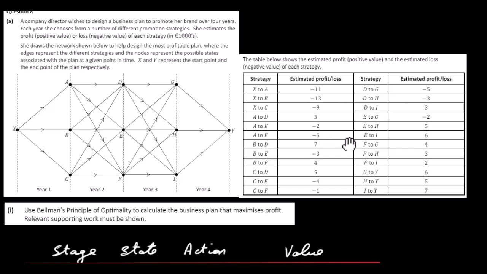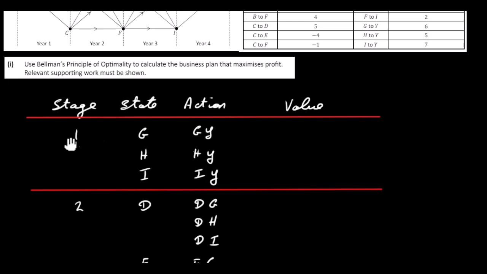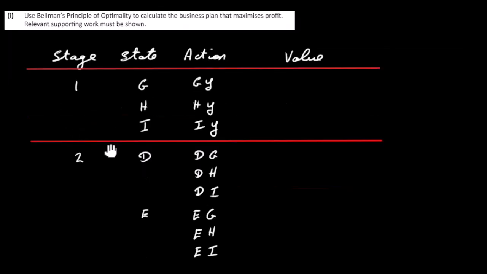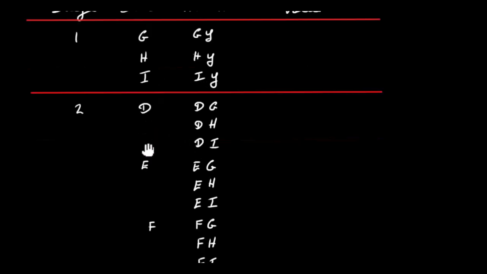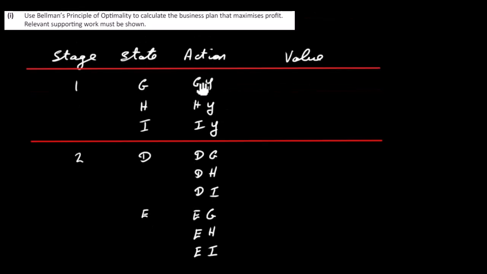I put the table of values in here on the right, and I've started a table down here where I've included the stage, the state, action, and value. So I have 4 stages, and in each stage we have the states: G, H, and I in the first one, D, E, F in the second one, and so on. The actions are basically the arcs, so G to Y, H to Y, I to Y, and so on. And I'm going to put in the values here on the right hand side.